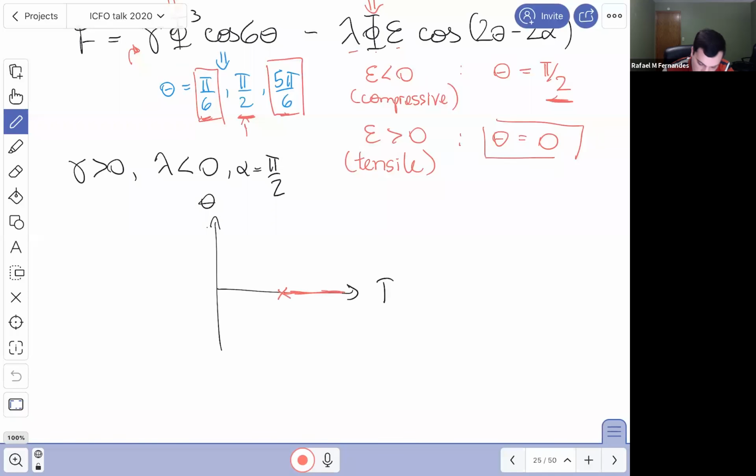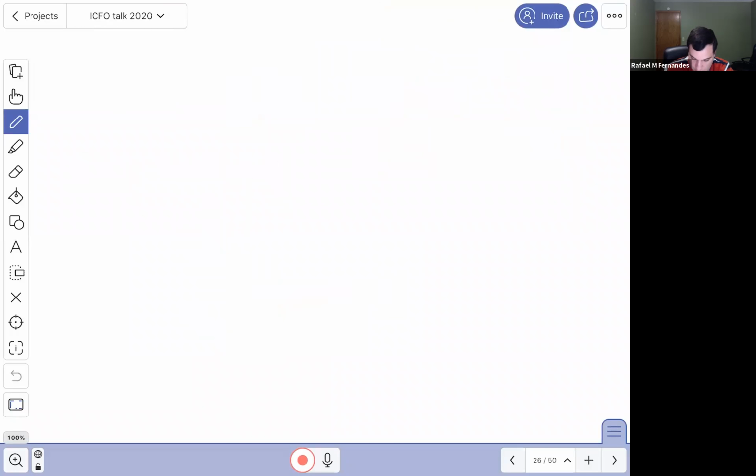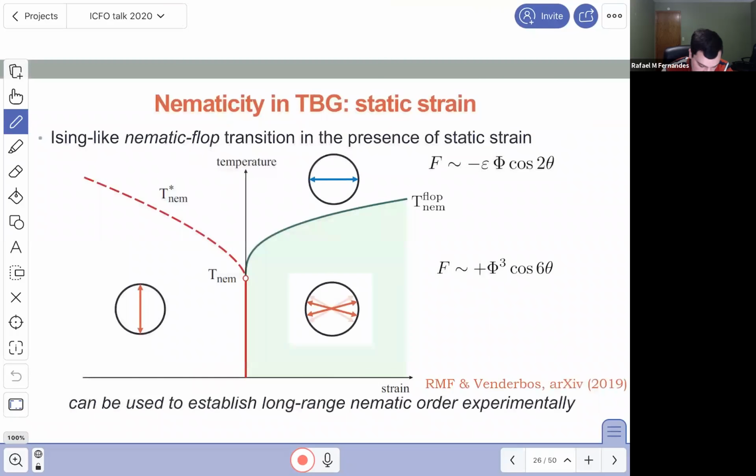And at some temperature, when this term becomes relevant, I have to choose between pi over 6 and 5 pi over 6, which is the same as minus pi over 6. I have to choose one of the two. So you see, I have a spontaneous symmetry breaking. And I do have a phase transition. This is the phase diagram that you expected in this model, okay?